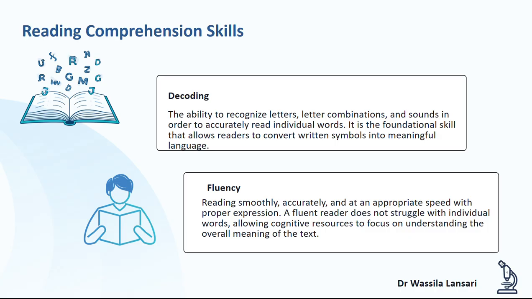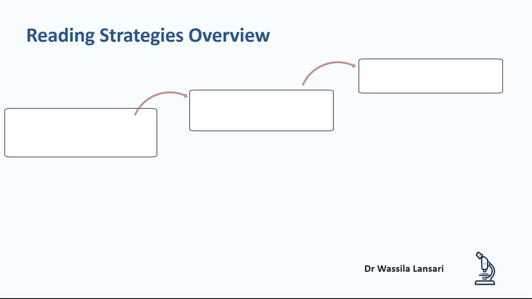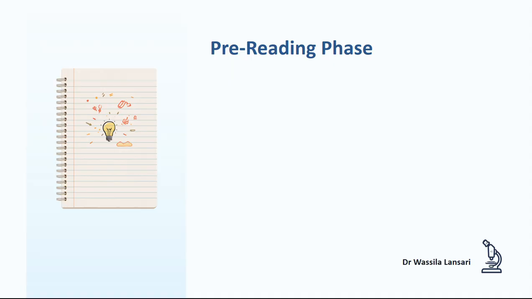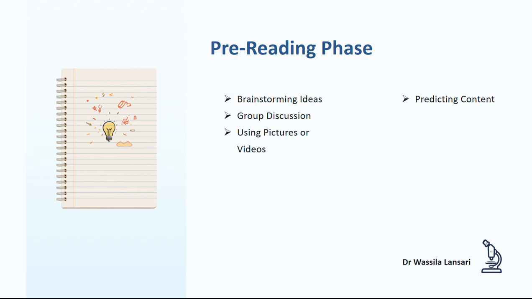Reading is not only about looking at words, it is an active process that consists of three main stages: the pre-reading, the while reading, and the post-reading. During the pre-reading phase, we prepare our minds before reading. For example, we can brainstorm ideas, discuss the topic with classmates, observe pictures or videos, predict content, or identify important vocabulary using a word cloud.